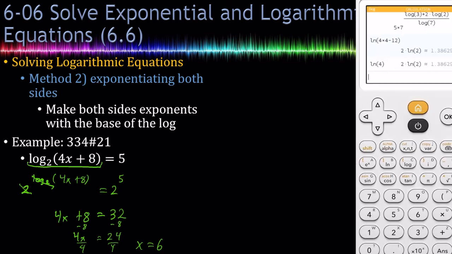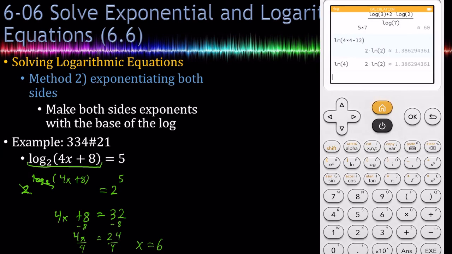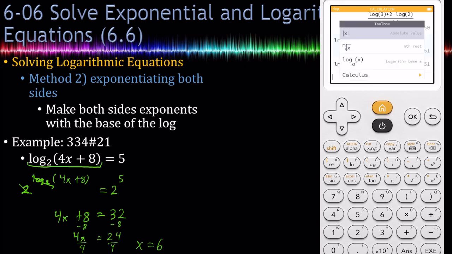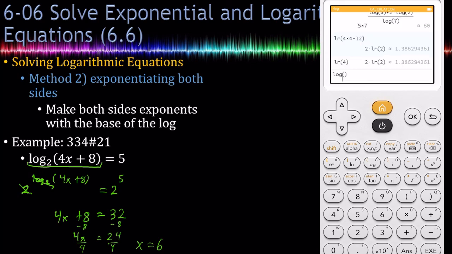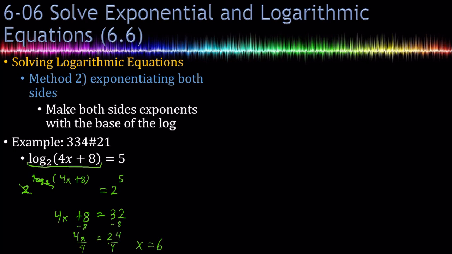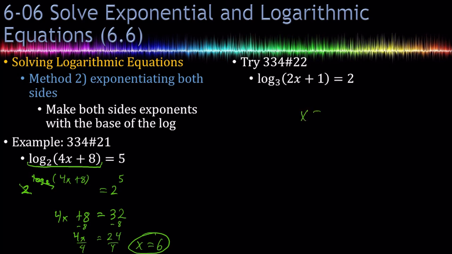All right, let's check. Since it's base 2, I'm going to use the change of base formula. Or maybe I'll just use the option in my calculator. So I can do a log base 2 of 4 times x, which is 6, plus 8, and it gives us 5, just what we were expecting. Why don't you try number 22? The answer is 4.